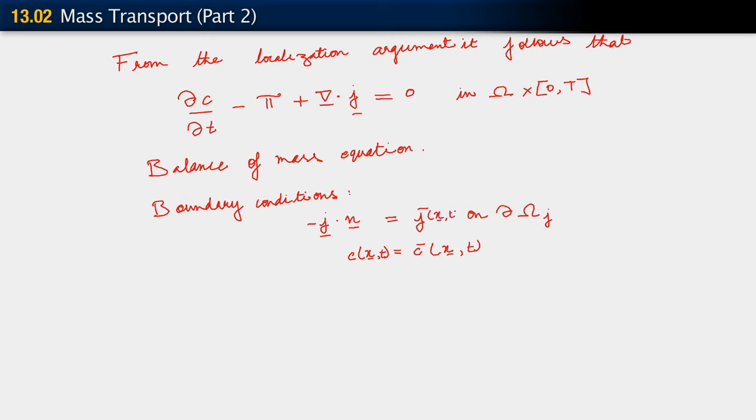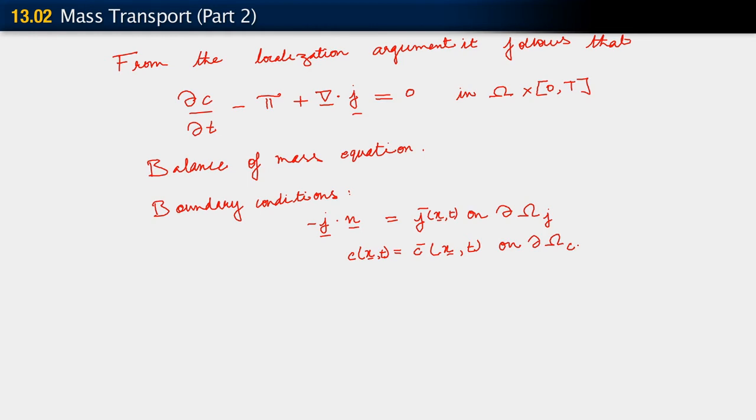When we specify these quantities we are controlling on the boundary, we are allowed to change them with respect to time, but we are controlling them over time. So we have c equals c bar, which could be a function of x and t, on the concentration boundary. And we talked about these when we were setting up the integral form of the balance.